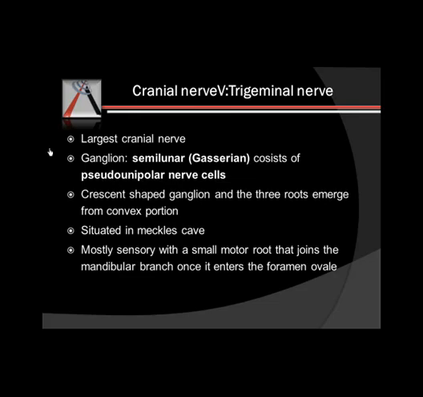We are talking about the largest of the cranial nerves, that is the trigeminal. Trigeminal nerve is the largest cranial nerve. Its ganglion, the semilunar or the Gasserian ganglion, consists of pseudo-unipolar nerve cells.